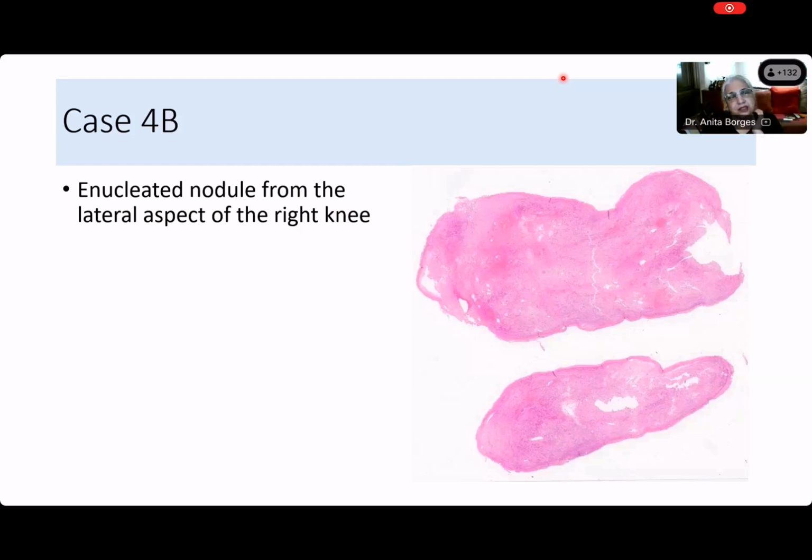Come on, read it. It's an enucleated nodule from the lateral aspect of the right knee. Right knee. Yes. So what do you see? Ma'am, in the scanner view, we can see hypercellular and hypocellular areas. Is that what you're really noticing in the scanner view? It's an encapsulated lesion. No, that's what one can see. Beautifully encapsulated. Without a doubt, it's completely encapsulated.